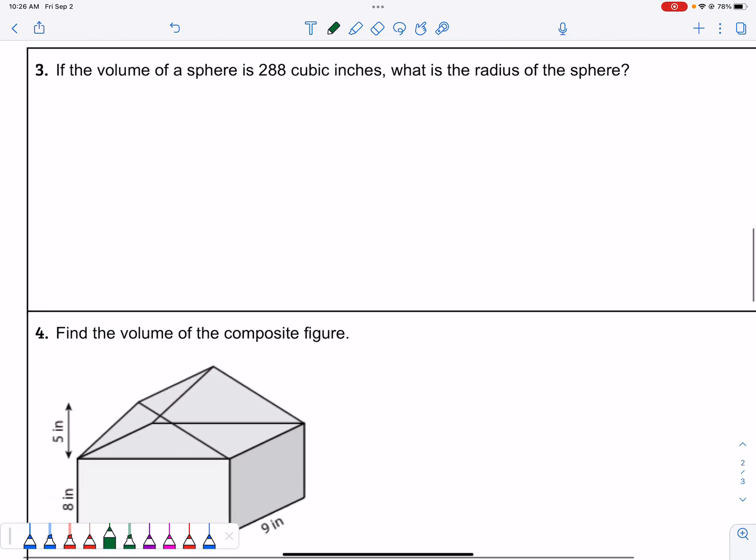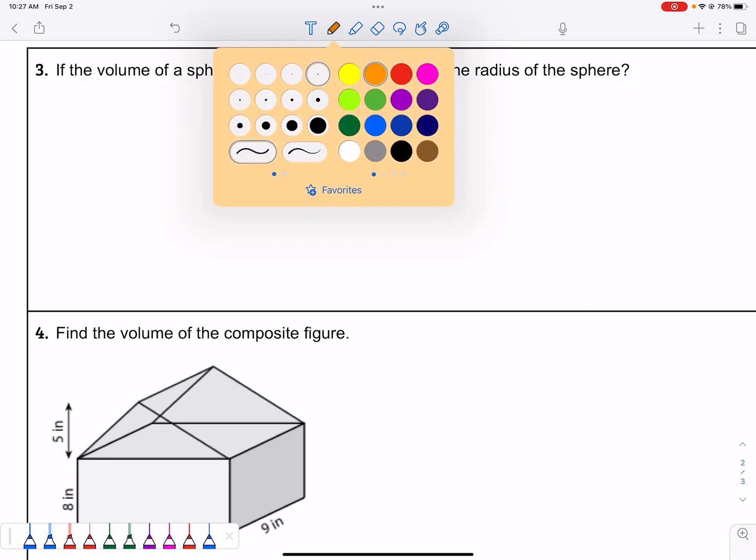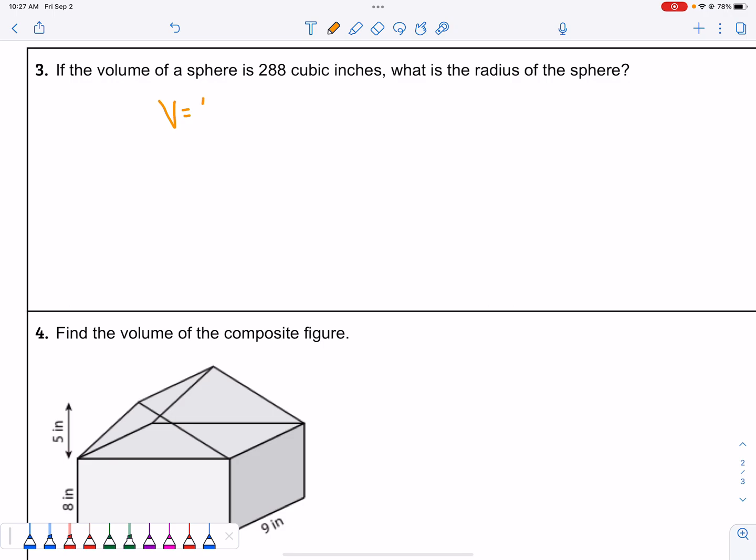Number 3 says, if the volume of a sphere is 288 cubic inches, what is the radius of the sphere? So our volume of a sphere formula is 4/3 pi r cubed. And they gave us the volume is 288. So I need to plug that in and solve this for the radius.